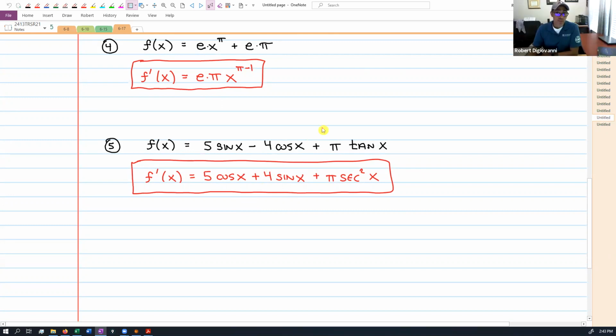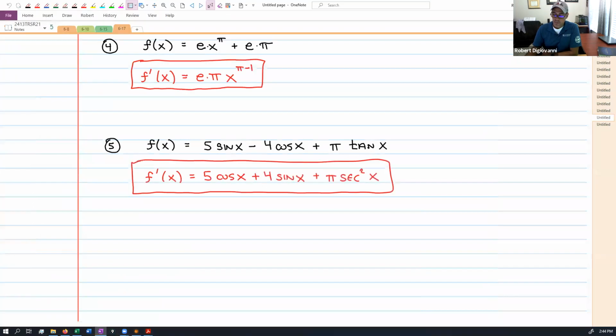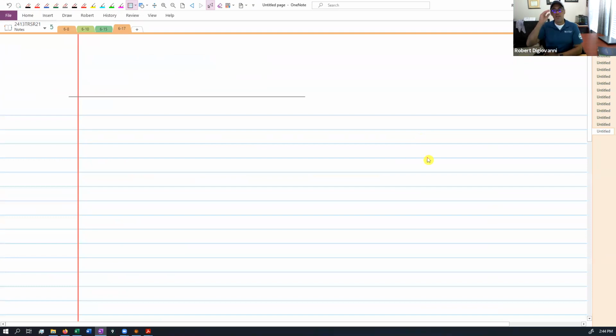Okay, we're ready to move on to the next set of rules or shortcuts. All right. So this is the next section in the book, 2.4, which is called the product and quotient rules. So here's where things start to get messy.